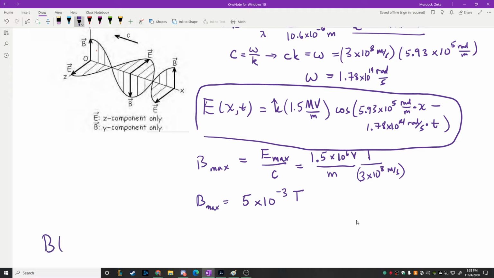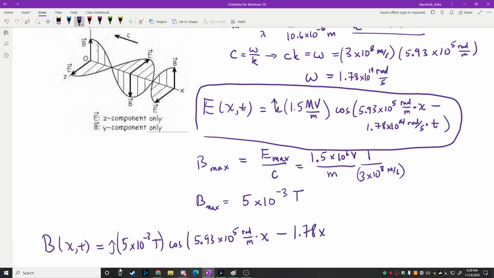And then we just put it all together. So B of x and t is going to be equal to j hat, because we want k cross j, times 5 times 10 to the negative 3 Tesla, times cosine of, and then all this junk, 5.93 times 10 to the 5th radians per meter times x minus 1.78 times 10 to the 14 radians per second times t. Man, what am I doing tonight? I'm just getting ahead of myself as I'm writing. And there we go. That's our magnetic field.